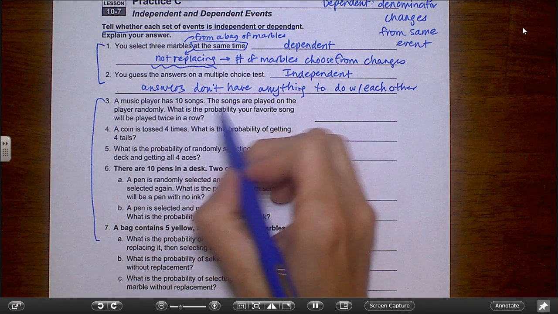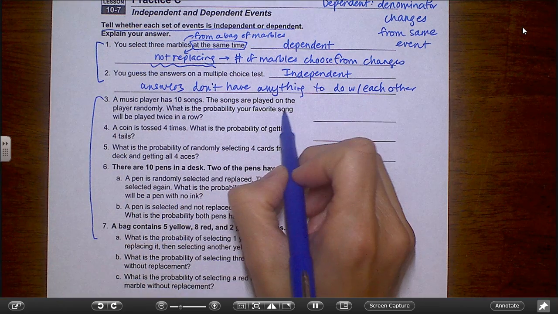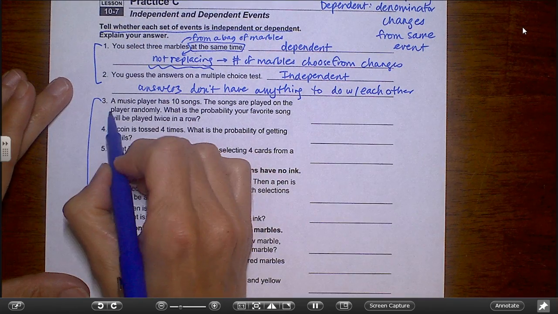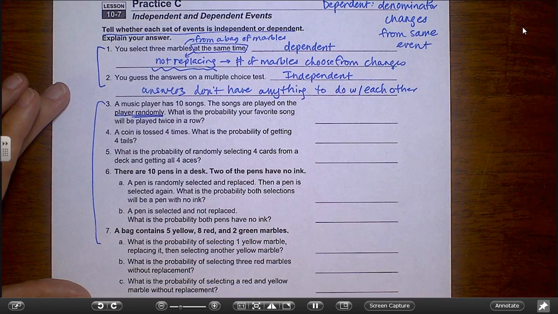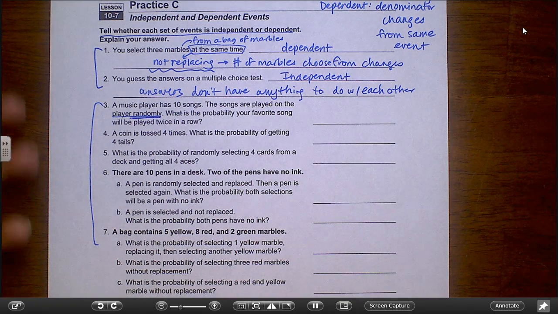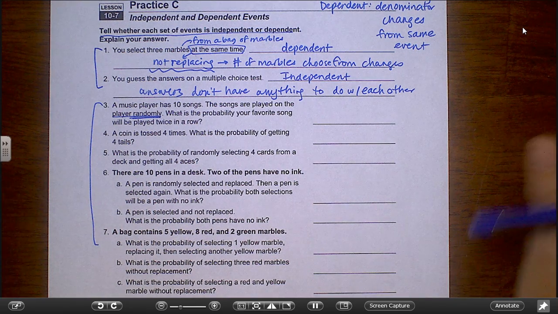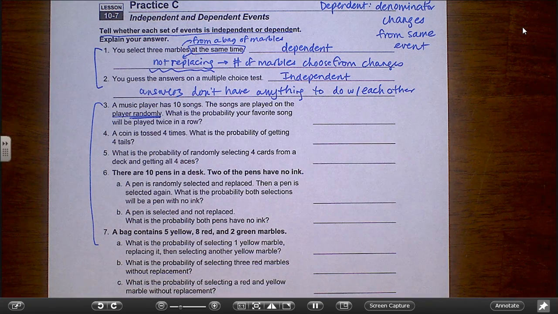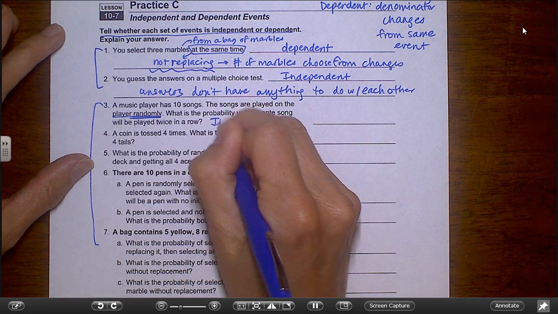So a music player has 10 songs. The songs are played on the player randomly. What is the probability that your favorite song will be played twice in a row? Okay. Well, if these are played randomly, then that means that I can have the same song come up again, right? If it's just like an old record player, a CD or a tape player, something like that, where the songs just play in order, and unless you do something to actively skip or go back, they're not going to play in order, or I'm sorry, randomly or again. So this would be an independent event.